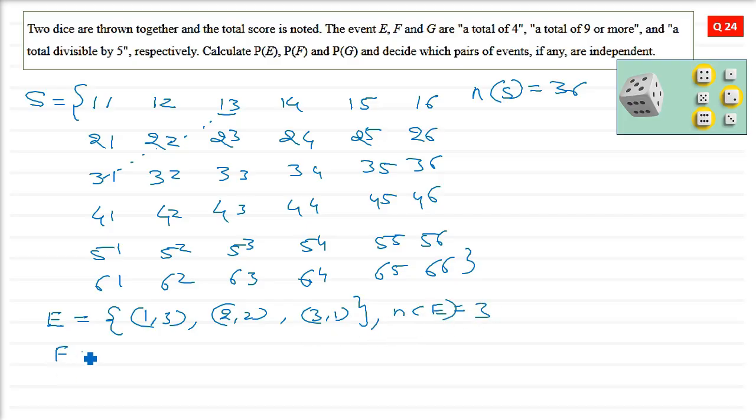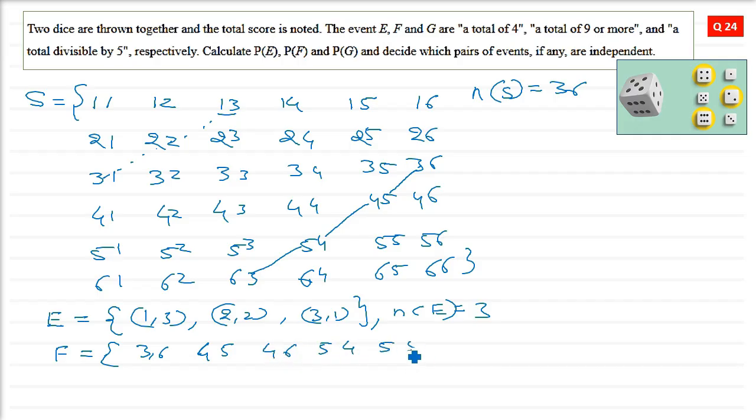Coming to F. F is a total of 9 or more. Total of 9 or more. 9 means 3 6, 4 5, 5 4 and 6 3. So this line, which is a kind of diagonal, all the elements which cross it are going to be the sum of total of 9 or more, and the numbers which are below it. So just write all the numbers from 3 6, 4 5, 5 4, 6 3 and below.